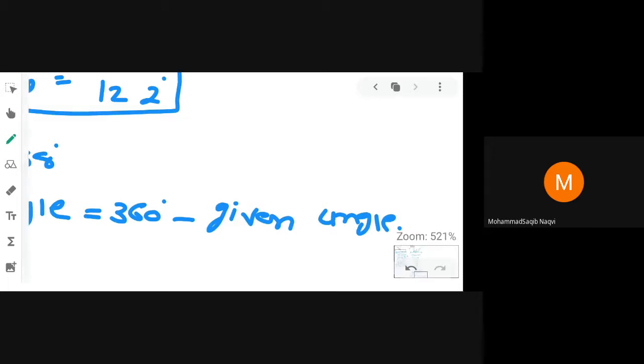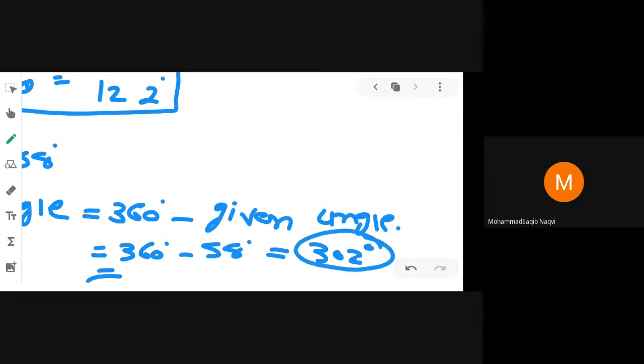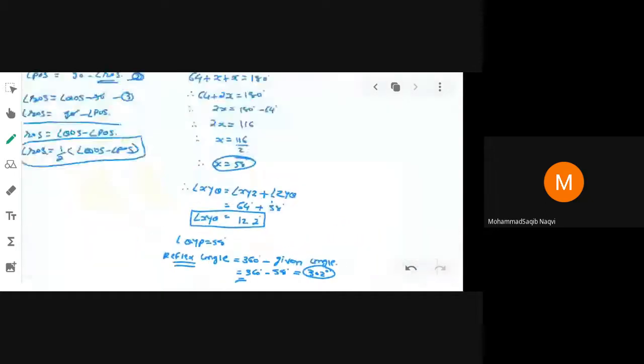So 360 degree minus given angle, we have 58 degree. So what is the answer? 360 degree minus 58. What is the answer? 302 degree. It is the reflex angle of angle QYP.